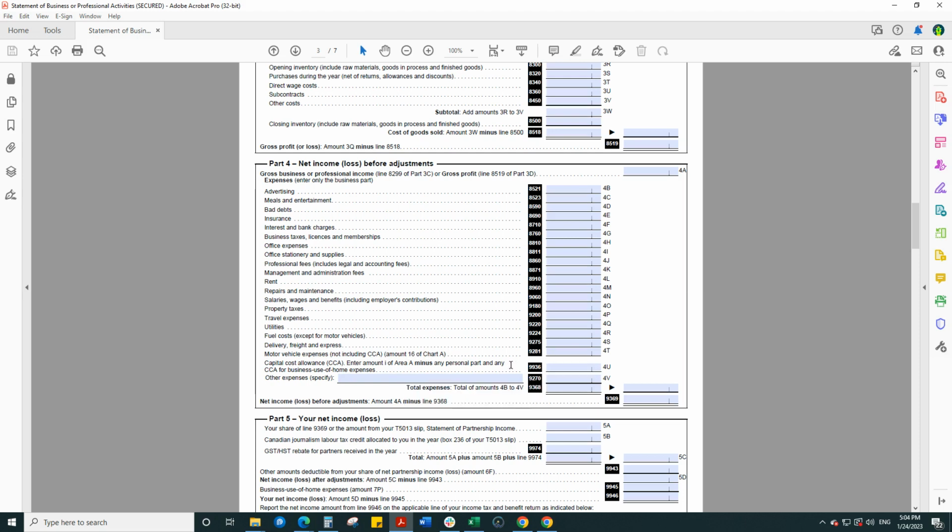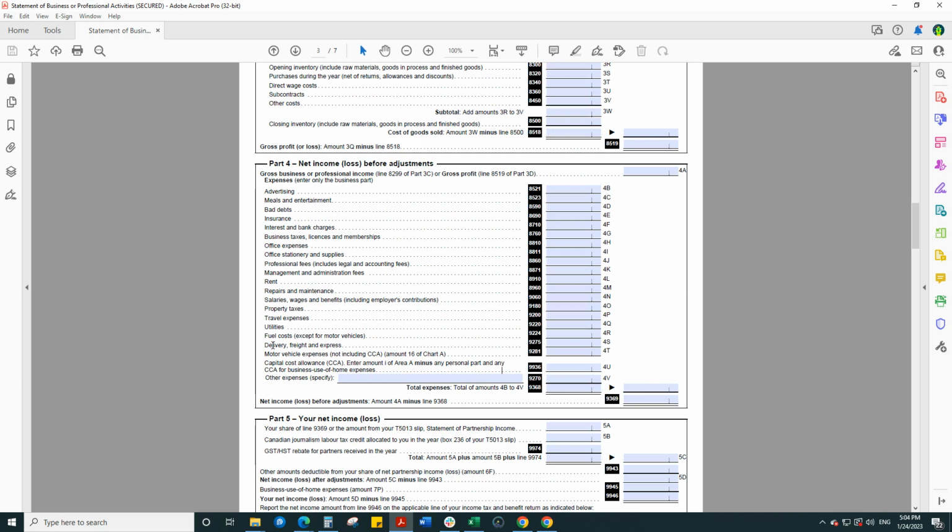And then this capital cost allowance line here is basically another word for amortization or depreciation. So this is for all of your assets that you're buying. Maybe you've got a computer. You don't expense that computer all at once. Or furniture, for example. Furniture is going to last for a while. It's going to last for multiple years, hopefully.